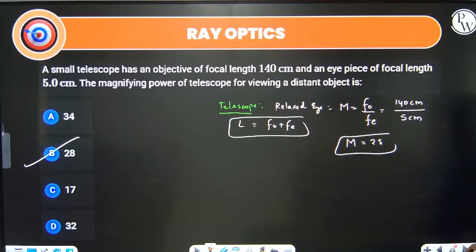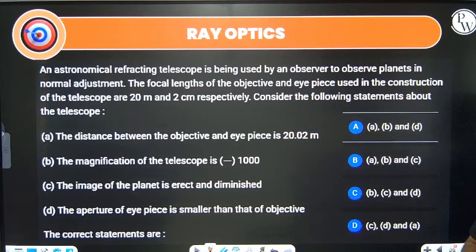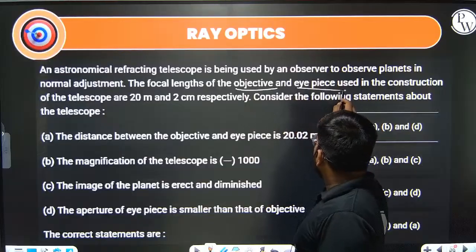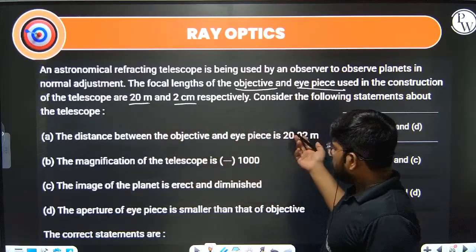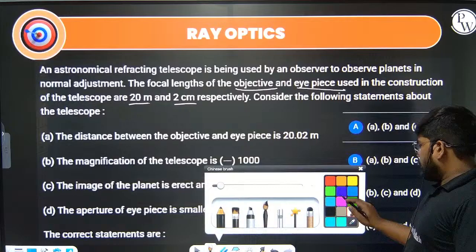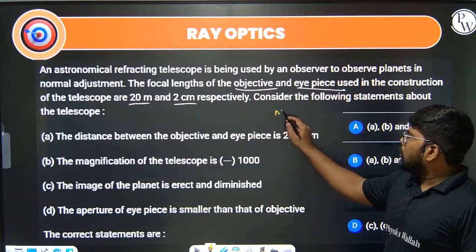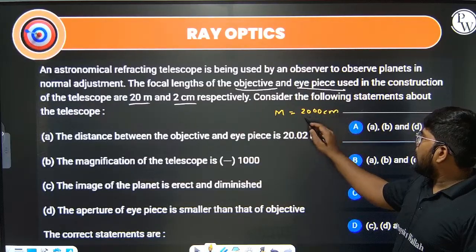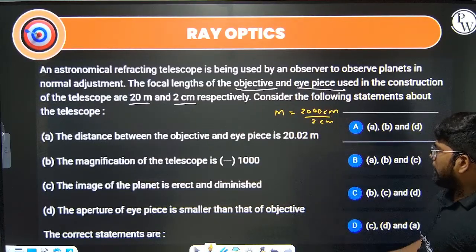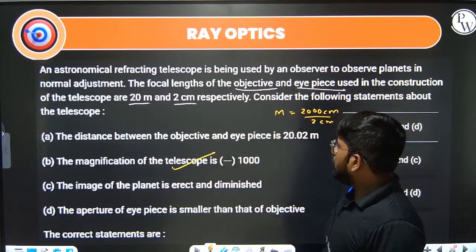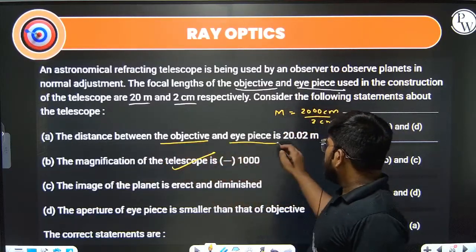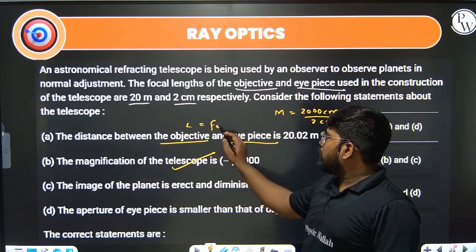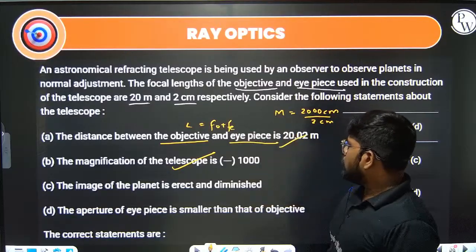Okay, so again revise the formulas. There are 2 times the same questions have been asked. So here also we have objective and eyepiece focal lengths given. How to find magnifying power? Magnifying power M is equal to, now 20 converted into centimeters divided by 2, so 1000 will be coming out. So magnification is 1000, correct. And the distance between objective and eyepiece, if you add, length is equal to FO plus FE, so this is also correct.